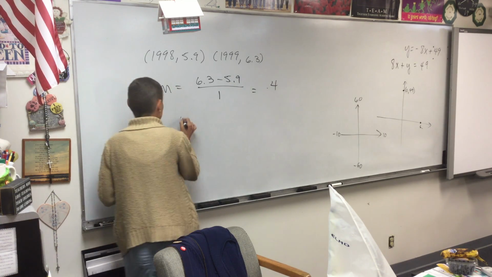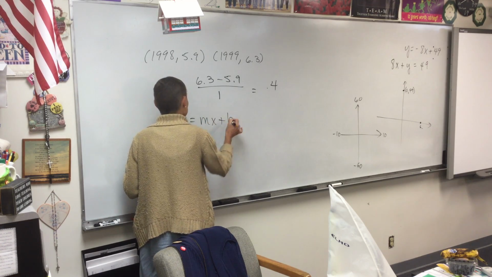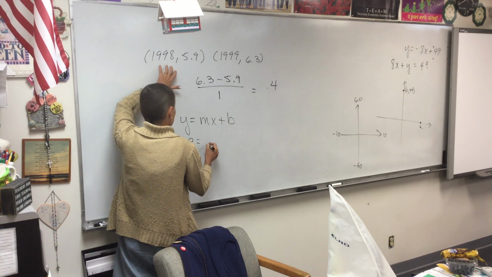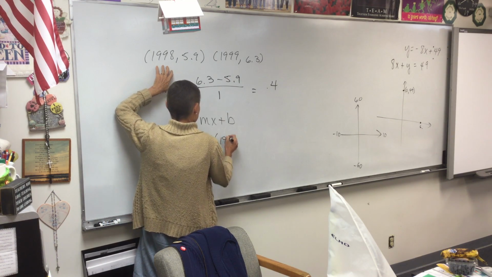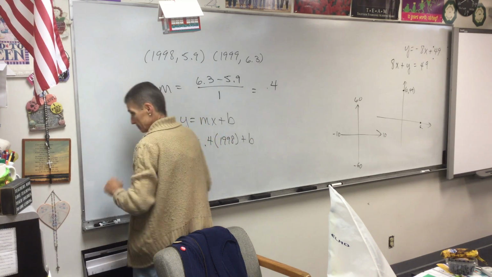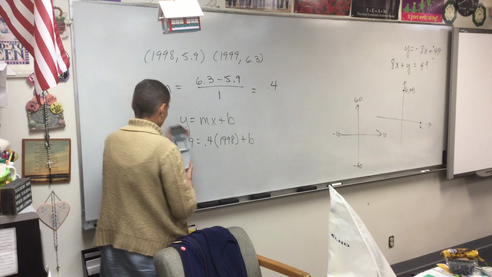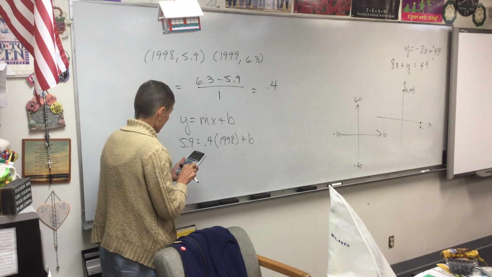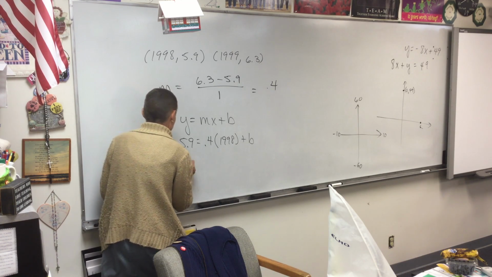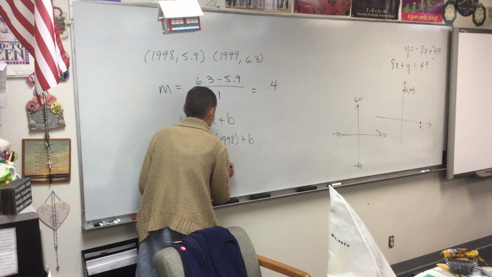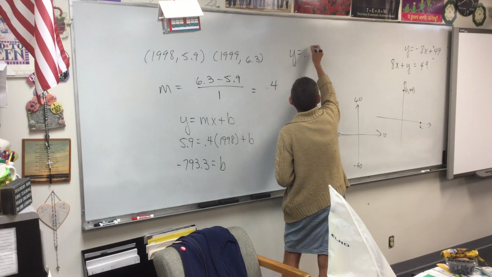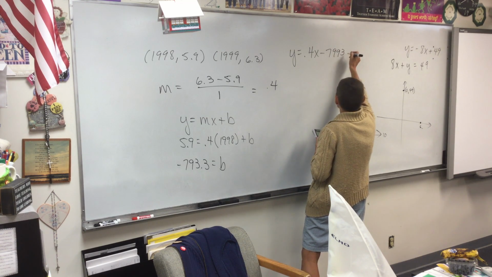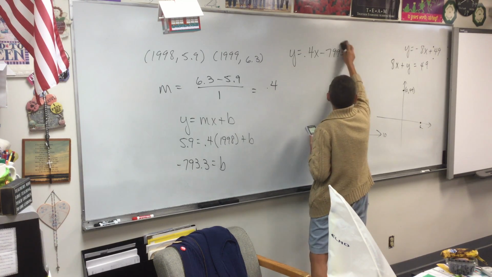And then you can write the equation of the line any way you want. If you use this strategy, pick a point: 5.9 equals 0.4 times 1998 plus B. Time to break out the trusty calculator. So negative 793.3 is my B value. So my equation of my line is 0.4x minus 793.3.